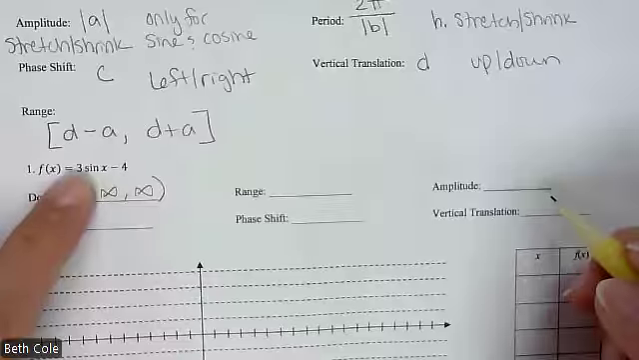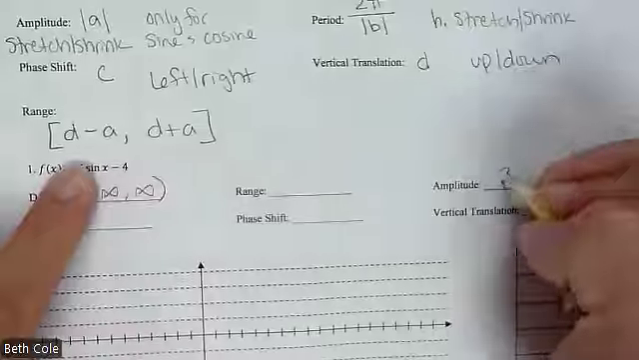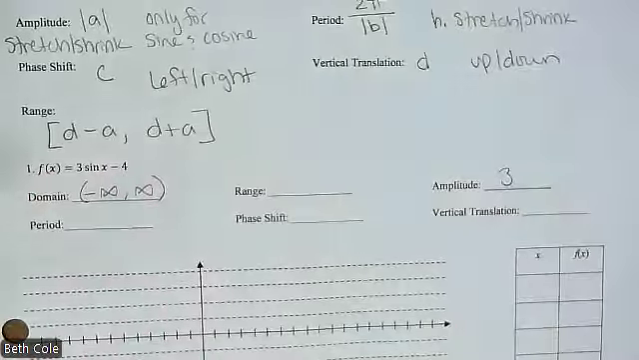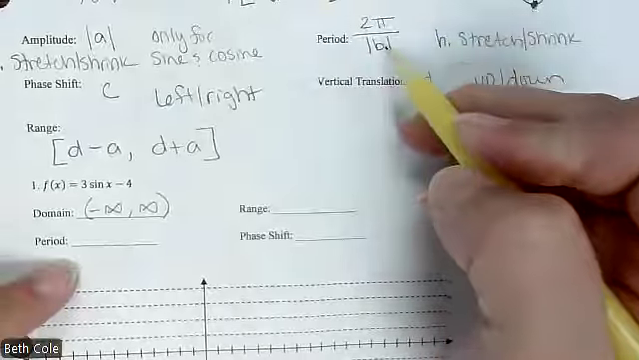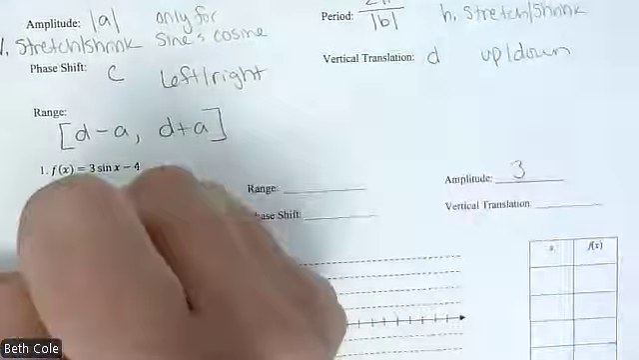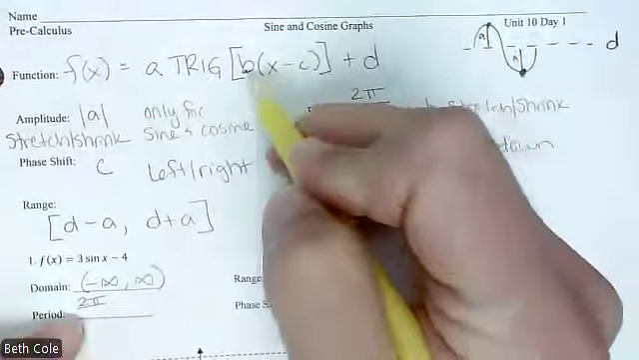Amplitude. What do you think? Based on what I just explained to you and looking at these numbers here. 3. It would be absolute value of 3. Just 3. All right, period. You put 2 pi over the B value. That's whatever is in front of the X. It's whatever's in front of the X.